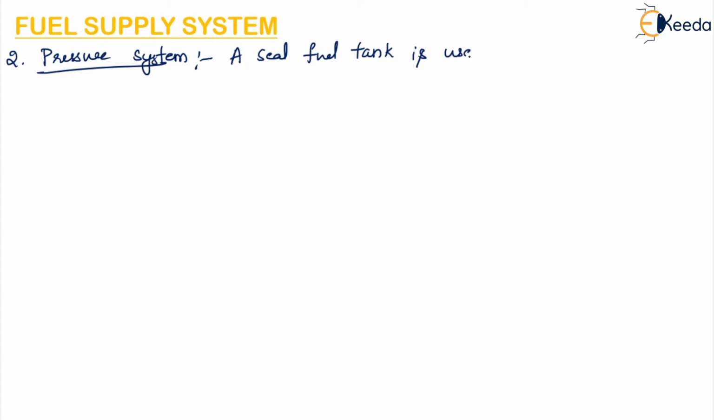The second type of system is the pressure system. So in this system, a sealed fuel tank is used. So the pressure is created in the tank by means of engine exhaust or separate air pump. So to create the pressure in the tank, we are using either the engine exhaust or a separate air pump.